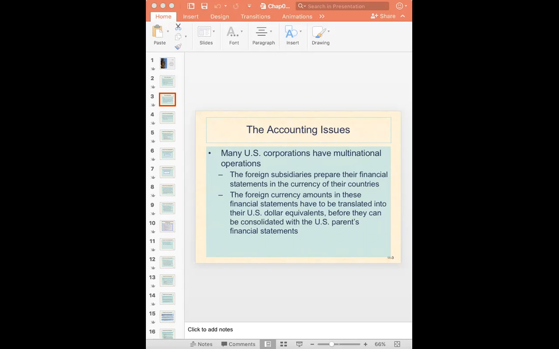And they are stated, then restated again, right, into their US dollar equivalents before they make a consolidation of the financial statements, right? So they're going to use the US dollar as the reporting currency unit. Okay, so this chapter will cover the accounting procedures for recording and also reporting foreign transactions.